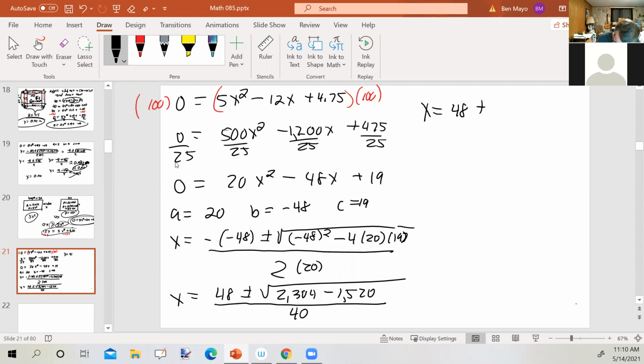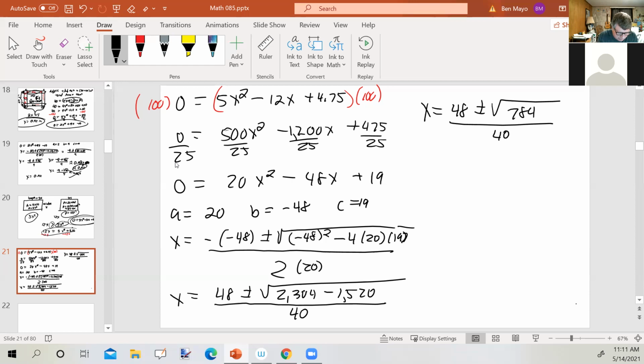X equals 48 plus or minus the square root of, let's see, 2304 minus 1520 is 784, all over 40. Now, let's see here. Where did I go with this? Somehow I got the page turned. Let's see. It doesn't say anything about rounding. Okay, so hopefully it's going to come out nicely.